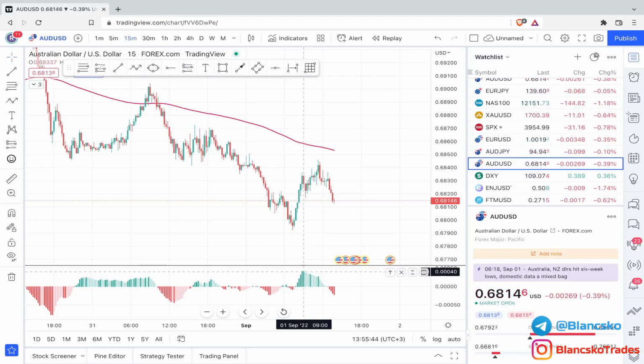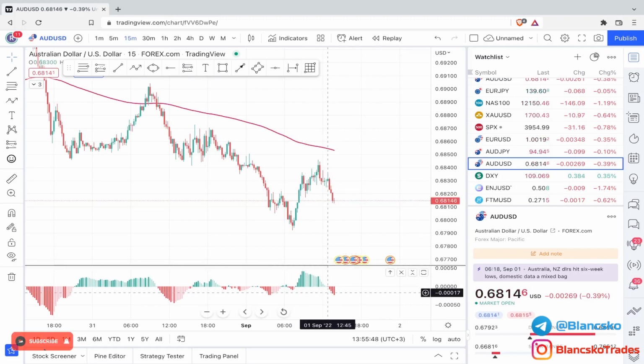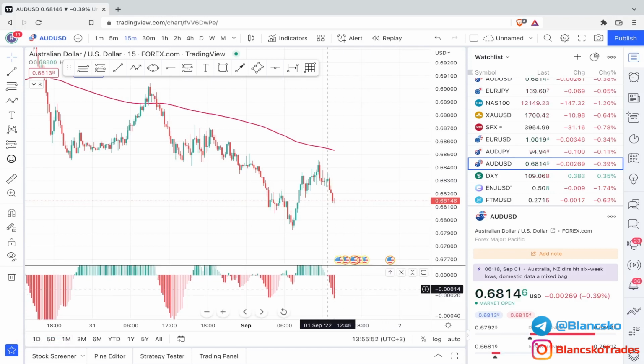On the histogram, and then our entry signal is going to be a crossover of the MACD. So when we see the crossover, in this scenario right here, that's when we will enter the sell position. The stop loss will be above the swing high that we entered, and the take profit will be 1 to 2 risk to reward.